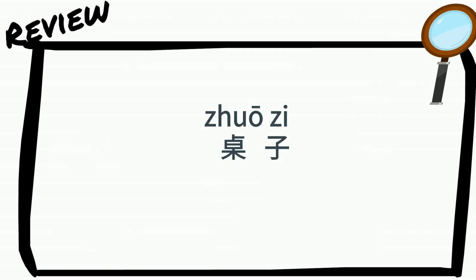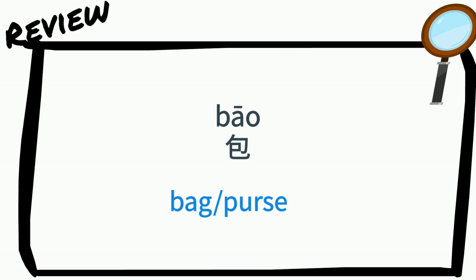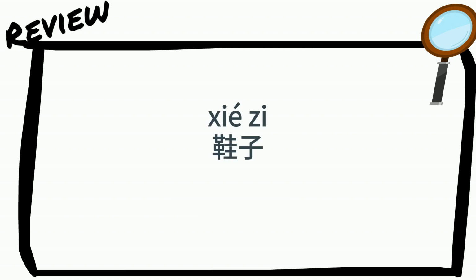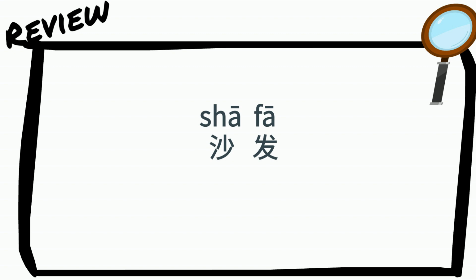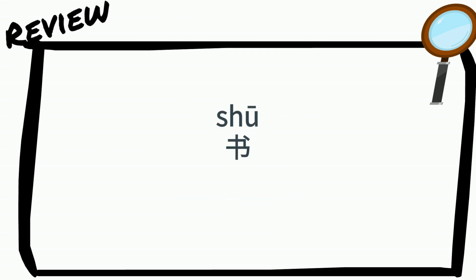Now let's review. 桌子 table. 包 bag or purse. 鞋子 shoe. 篮球 basketball. 沙发 sofa or couch. 书 book.